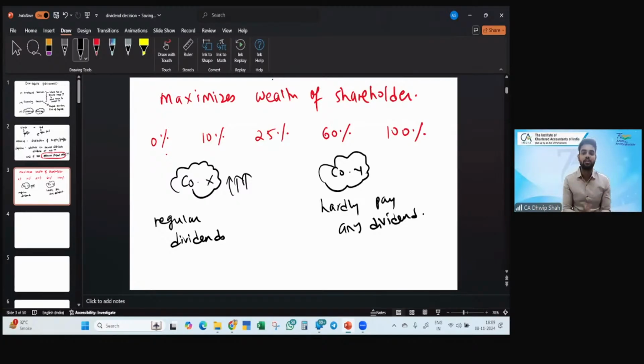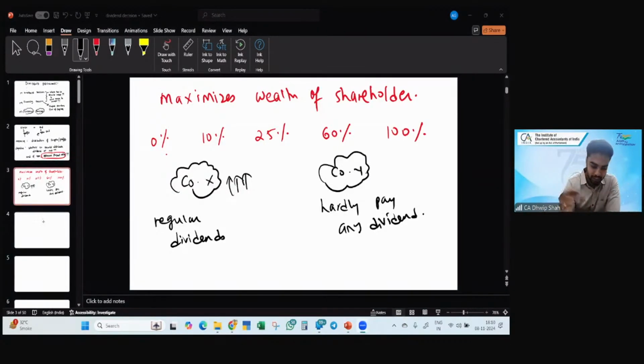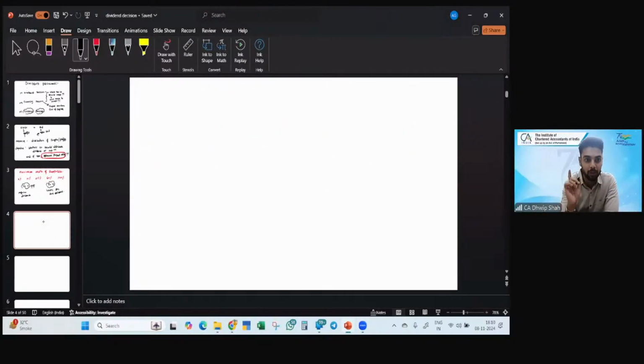Are you understanding the analogy? Every one of you is of the opinion that an investor would invest in company X. Logically correct. As far as just the dividend perspective is taken, people will invest in company X. So in other words, company X's share demand will increase. It means directly or indirectly, dividend does affect the market price of the shares. Yes or no? So yes, according to you, yes. According to me, also yes.